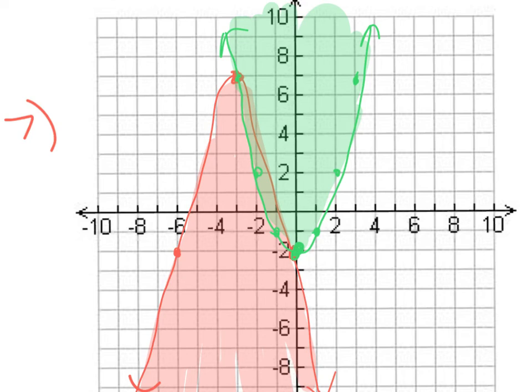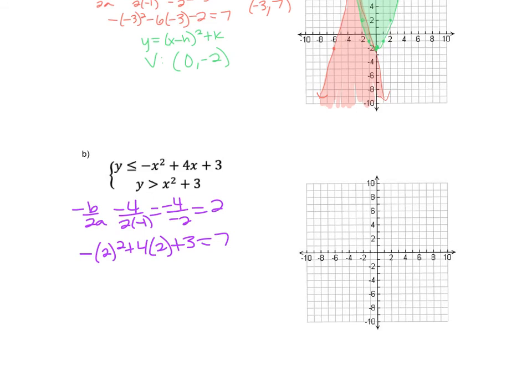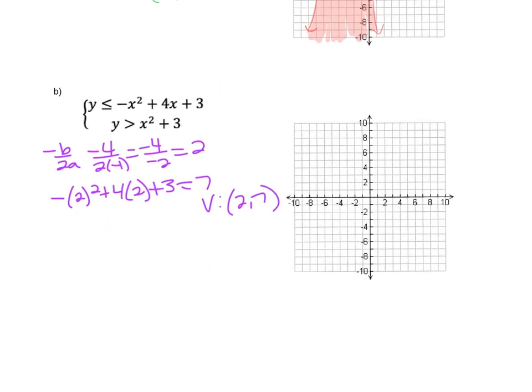Okay, one more. This one, last problem. Let's find our axis of symmetry. Negative b over 2a, so that'd be negative 4 over 2 times negative 1. And negative 4 over negative 2 would give me positive 2. All right, plug that in. Negative 2 squared plus 4 times 2 plus 3 would give me 7. So my vertex is at 2, 7 for the top one, which would be right here.